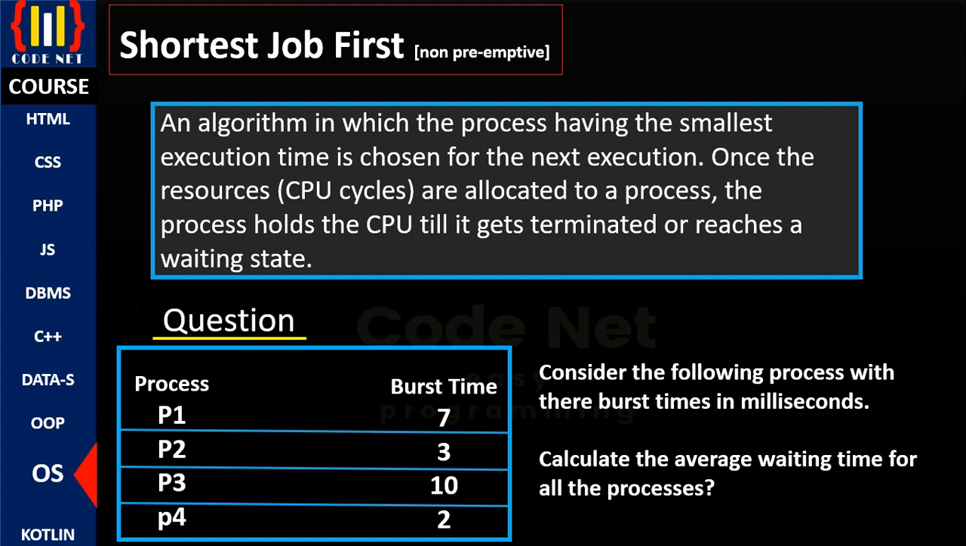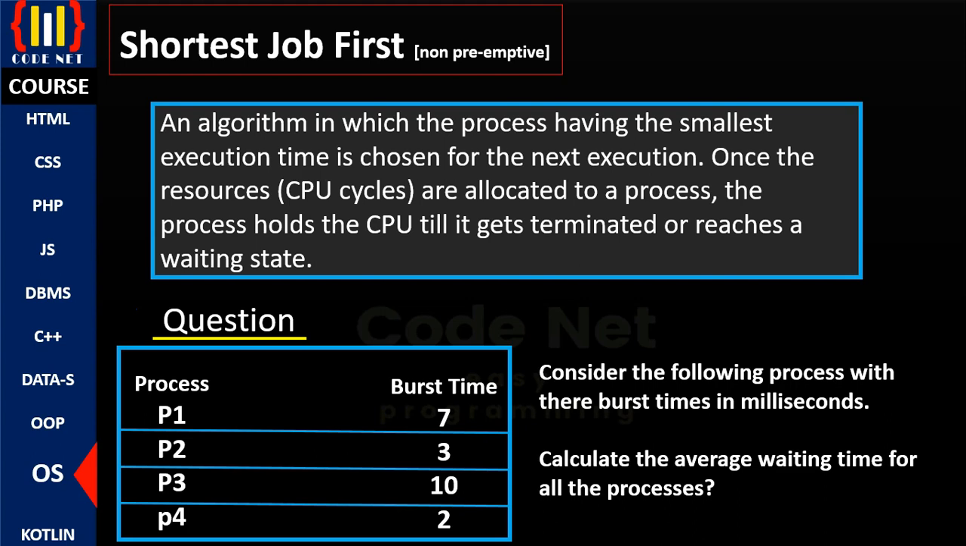Now, we've not been told the arrival time for each of the processes. So if you are given such a question, please take note that the default arrival time for each and every process is 0. Meaning they all arrived in the ready queue at the point when the CPU was just about to start running, at 0 milliseconds. So the arrival time for process 1 is 0, process 2 is 0, process 3 is 0, process 4 is 0.